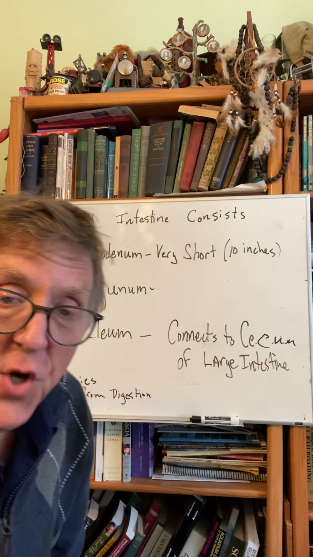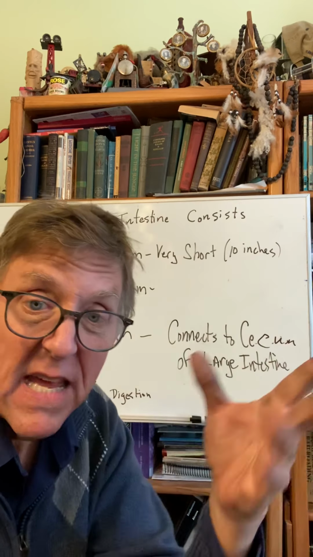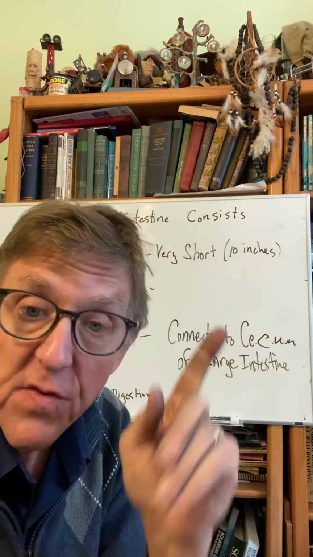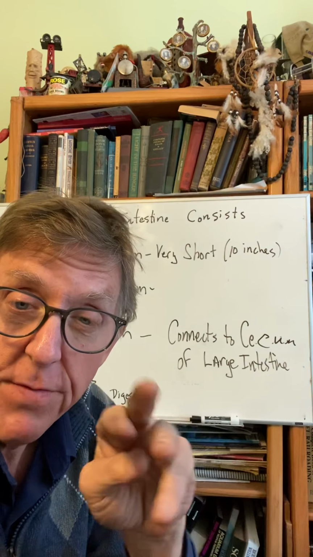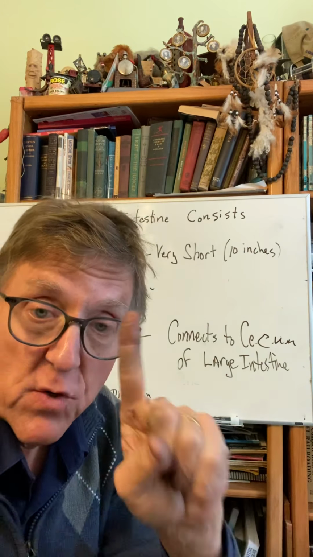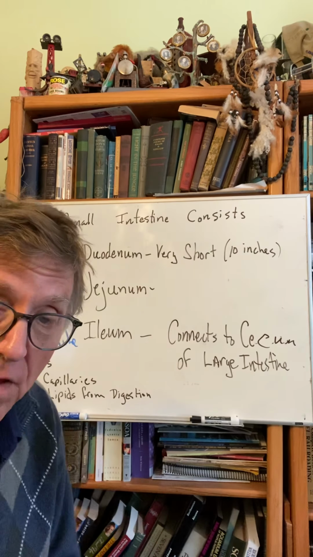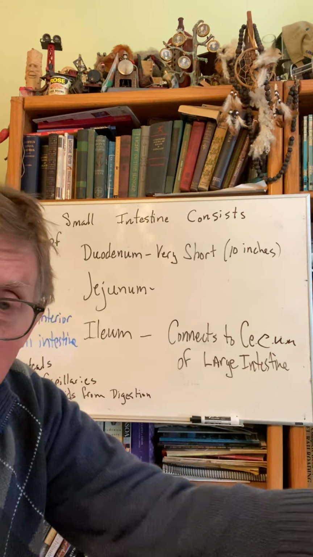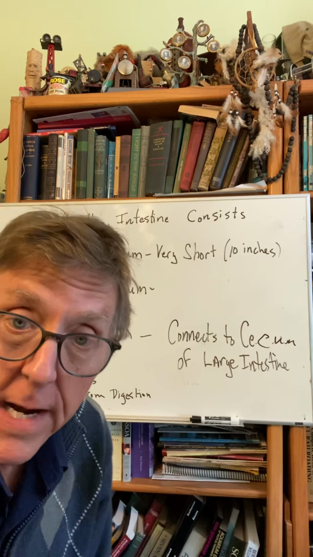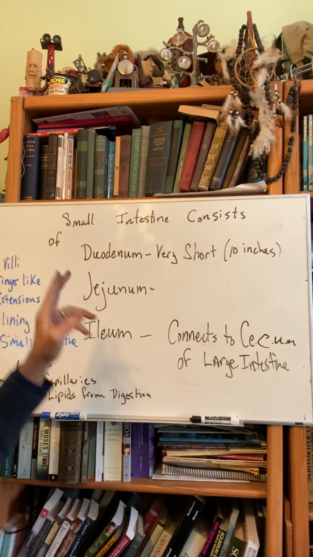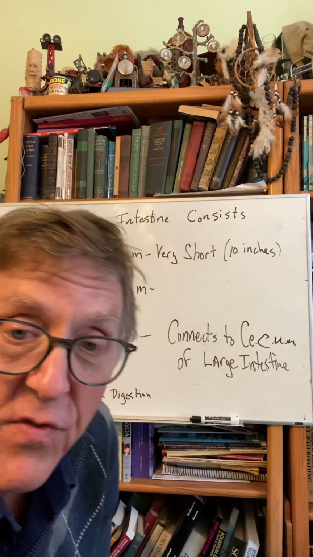Okay, so we're on our journey, and we've made our way to the duodenum, right? So we had said the small intestine consists of three parts. The duodenum is very short, about 10 inches of however many feet are found in your small intestine. So it's a very small first portion, and we had said there's a lot of stuff going on there.